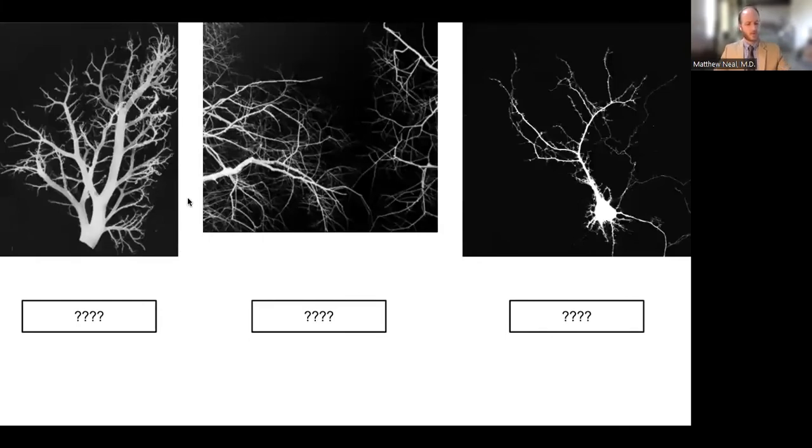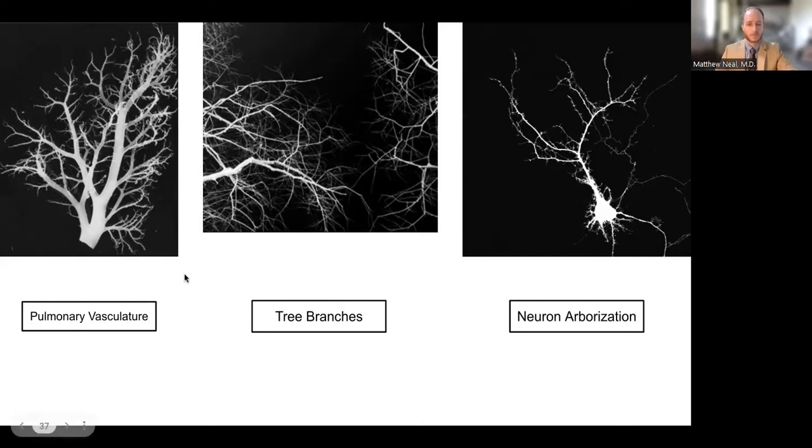To illustrate some more of their ubiquity in biological systems, I've got three images here. White object on a black background. Take a few seconds, look at them, and see if you can figure out what you're looking at. You can see all of them qualitatively have this branching structure. On the left, this is a casting of pulmonary vasculature. The middle, those are just tree branches, with an inverted color scheme so I didn't give anything away. And on the right, we have a neuron that's undergoing arborization. These are all different. They have different functions in different biological systems, but they all share this similar architecture.